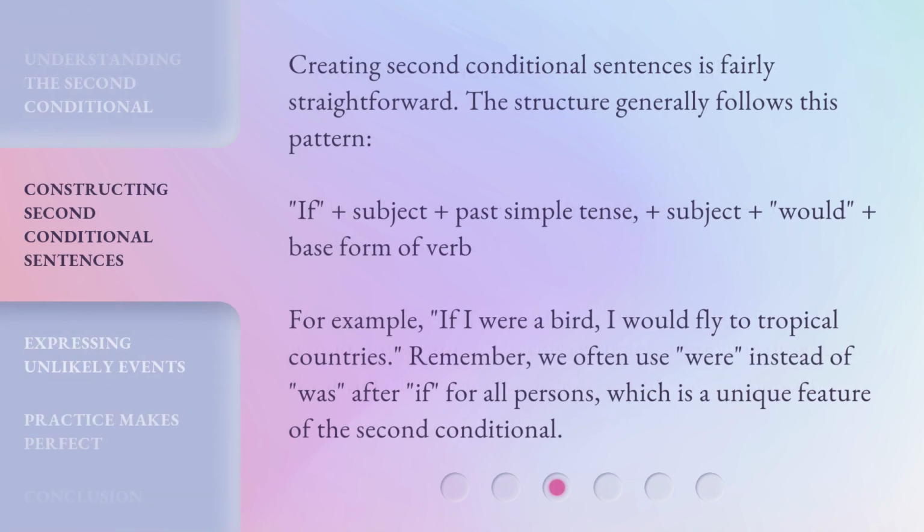Creating second conditional sentences is fairly straightforward. The structure generally follows this pattern. If plus subject plus past simple tense, plus subject plus would plus base form of verb. For example, if I were a bird, I would fly to tropical countries. Remember, we often use were instead of was after if for all persons, which is a unique feature of the second conditional.